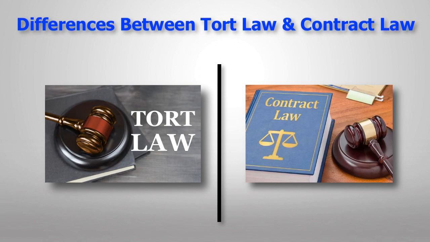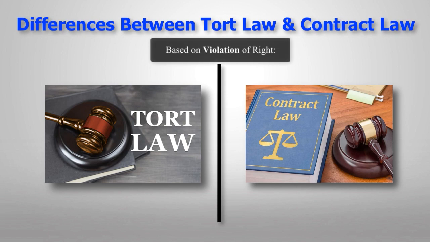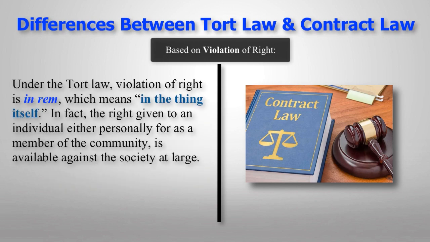So starting with the first point, that is based on violation of right. Under tort law, violation of right is in rem, which means in the thing itself. In fact, the right given to an individual, either personally or as a member of the community, is available against the society at large. What does that mean? Specifically focus on in rem, which means in the thing itself.